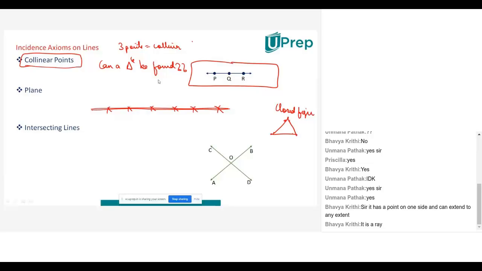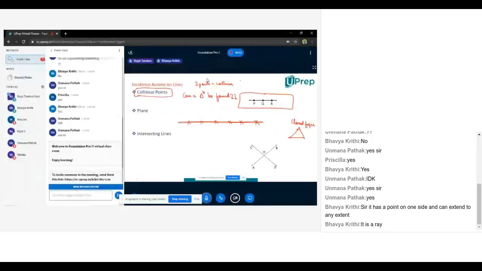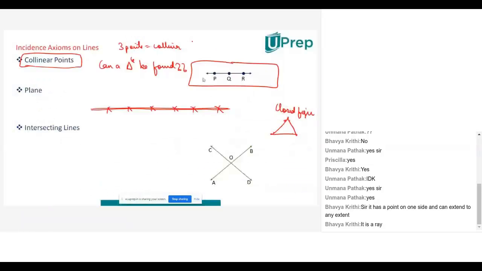Sir, for example, I'll take the same example on the screen. If we take the Q point as the center point of the triangle, and if we just bring R and P up, and join them both, then we can just form a triangle. Correct. I was expecting this answer.